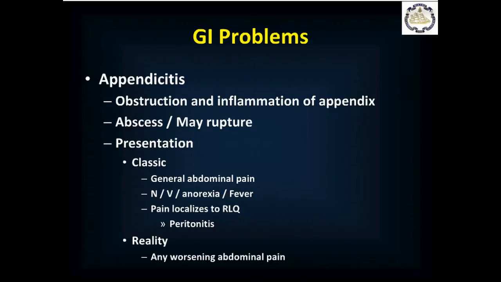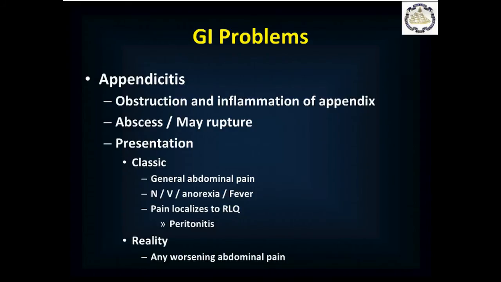So the classic presentation is someone who starts with general abdominal pain, particularly periumbilical pain, right around the belly button, with nausea, vomiting, fever, and loss of appetite, which is what anorexia means. And then that pain localizes to the right lower quadrant. So it goes from being generalized or around the belly button down into the right lower quadrant, and that's called peritonitis. There's inflammation of the peritoneum, the lining of the abdominal cavity, and if the appendix leaks or ruptures, the peritonitis can be severe. Now that's the classic presentation.